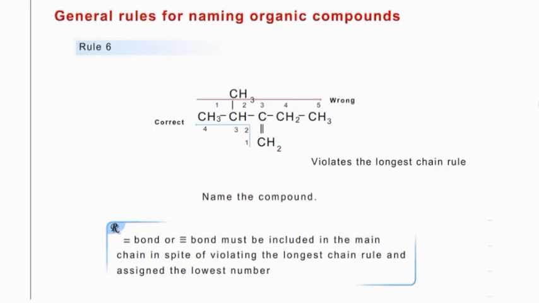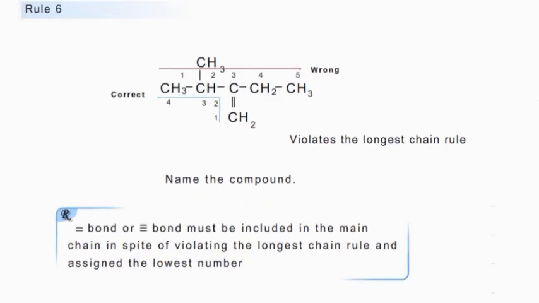So please understand, it violates the longest chain rule. So what is the name of this compound? If there is a double bond or triple bond, then the double bond or triple bond must be included in the main chain in spite of violating the longest chain rule, and assigned the lowest number. Please understand, the double bond or the triple bond will be identified by the primary suffix, and the functional group will be identified by the secondary suffix.